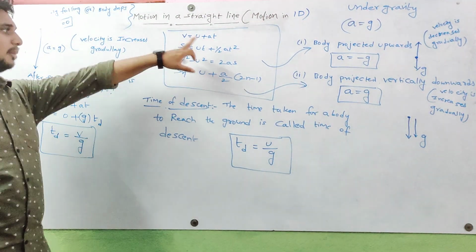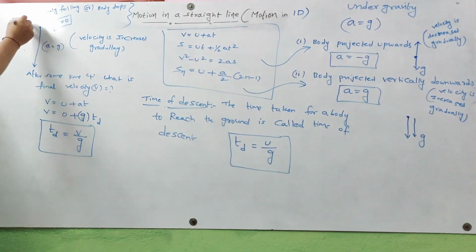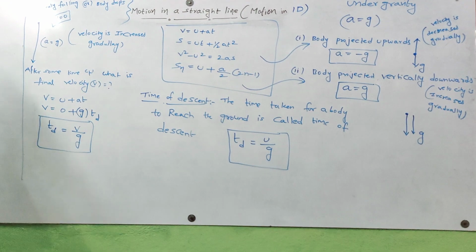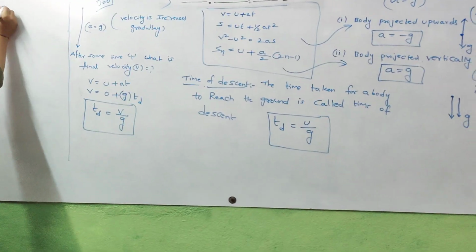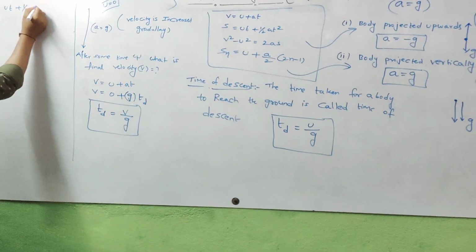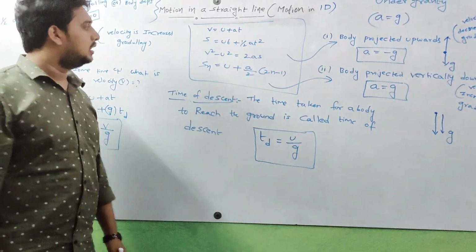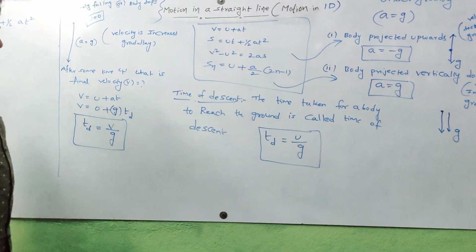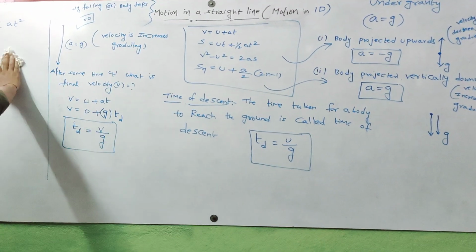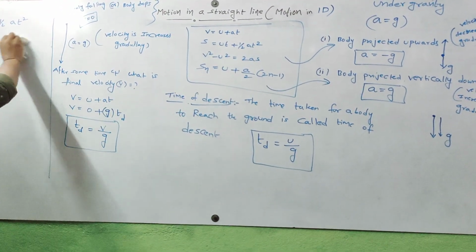Next, from the second equation we got another formula. What is the second equation here? The second equation is S is equal to UT plus half AT square. This is the second equation already. I hope you are writing this one. Note down this one.